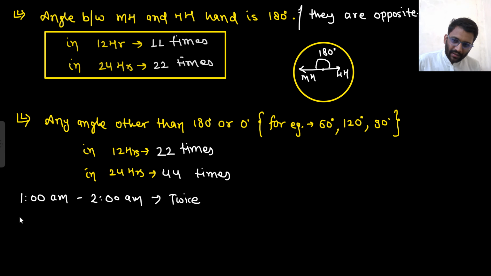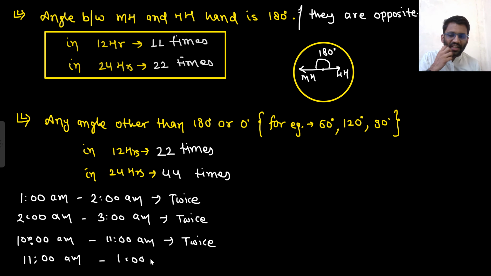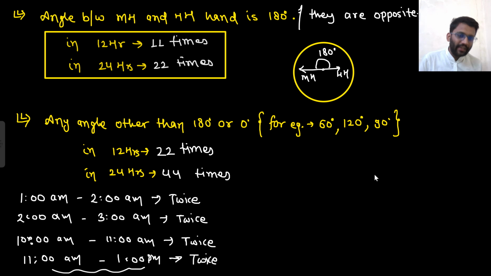Between 2 a.m. to 3 a.m., twice. Between 10 a.m. to 11 a.m., twice. And between 11 a.m. to 1 p.m., again twice. In a gap of 2 hours, only twice. Getting my point? Right?